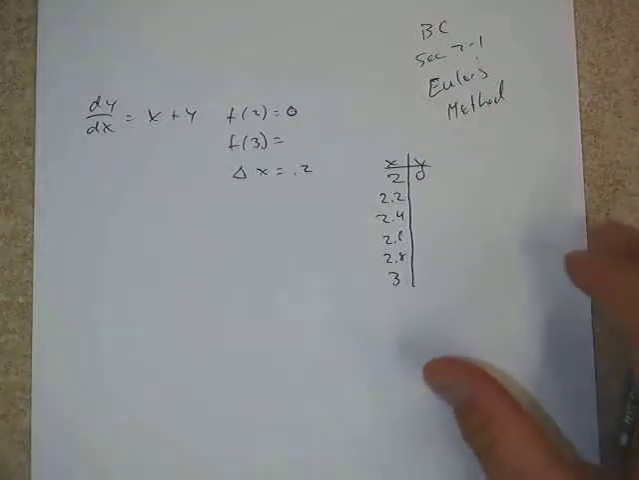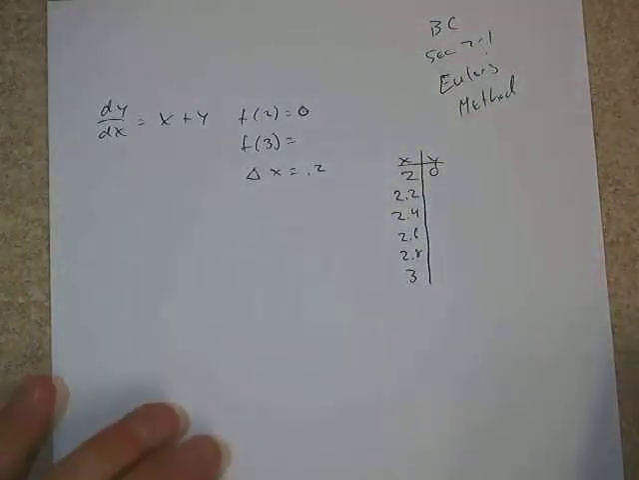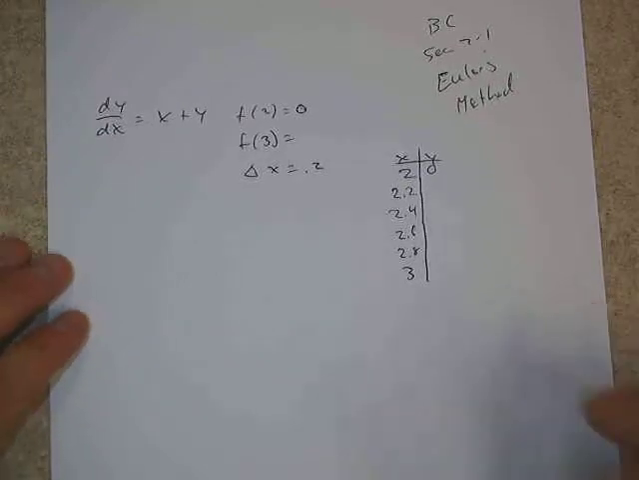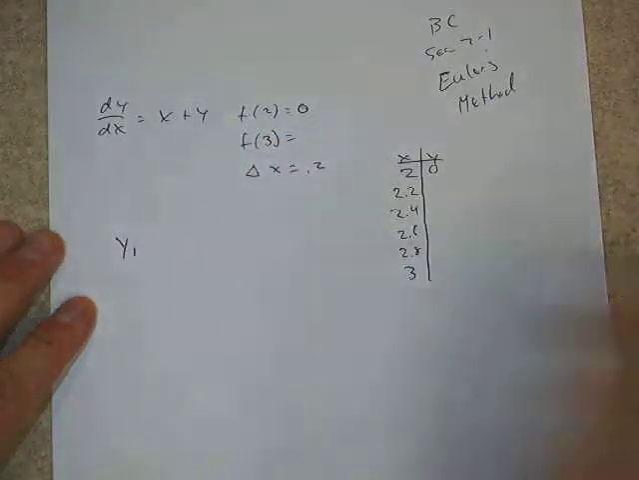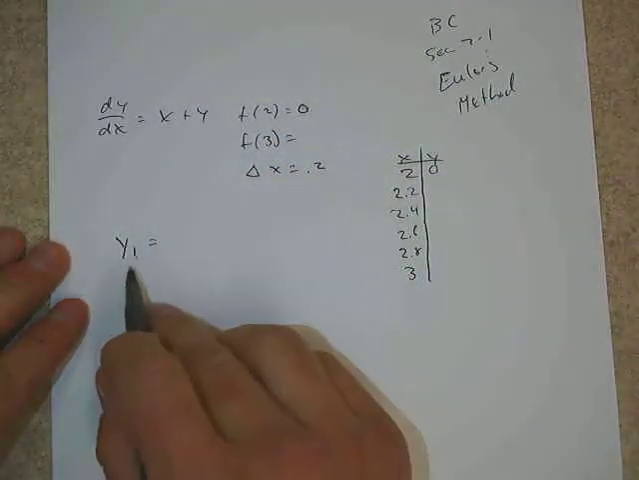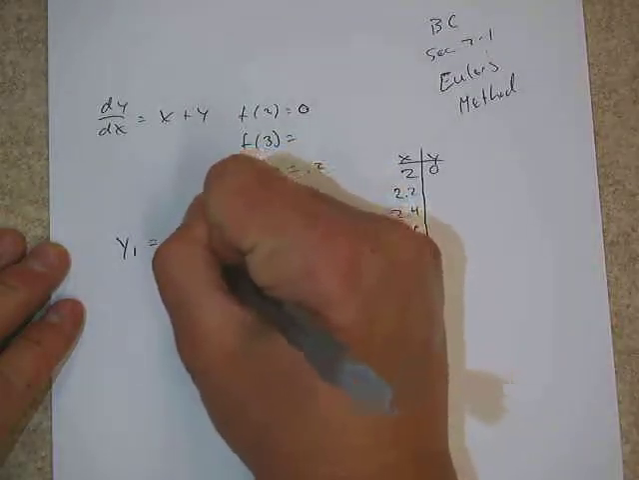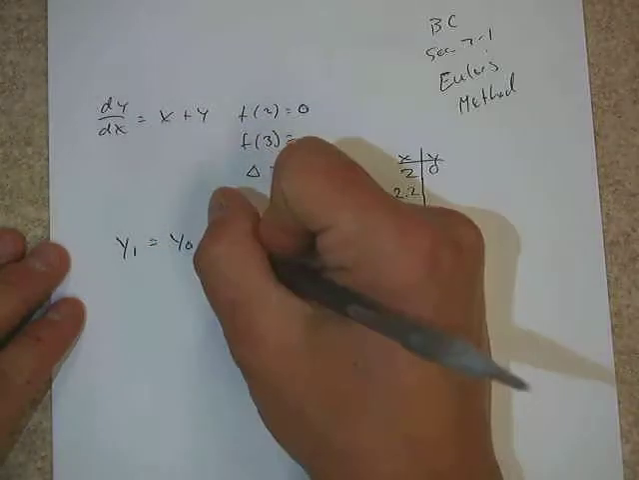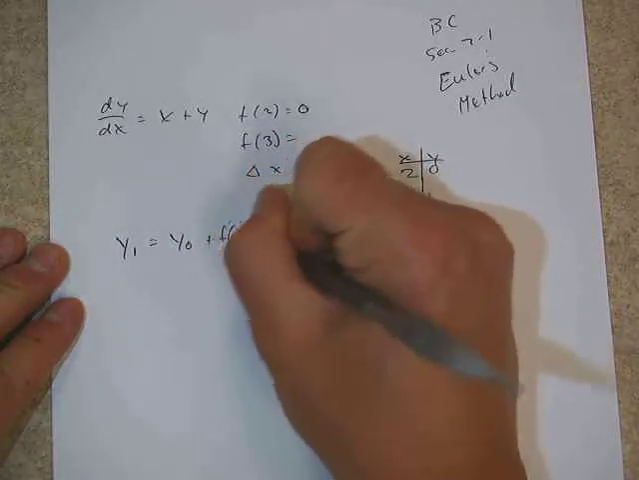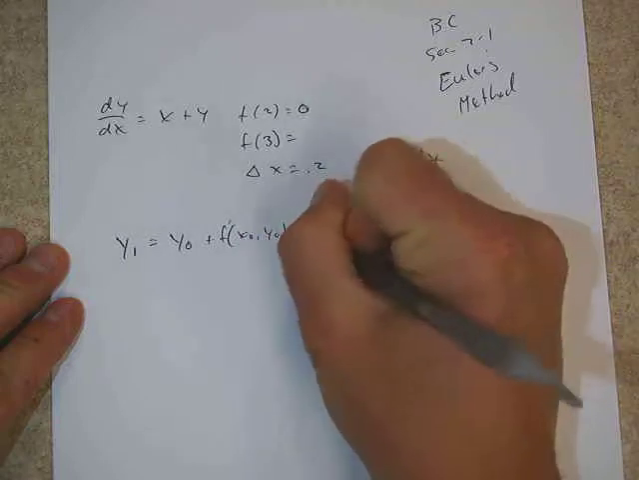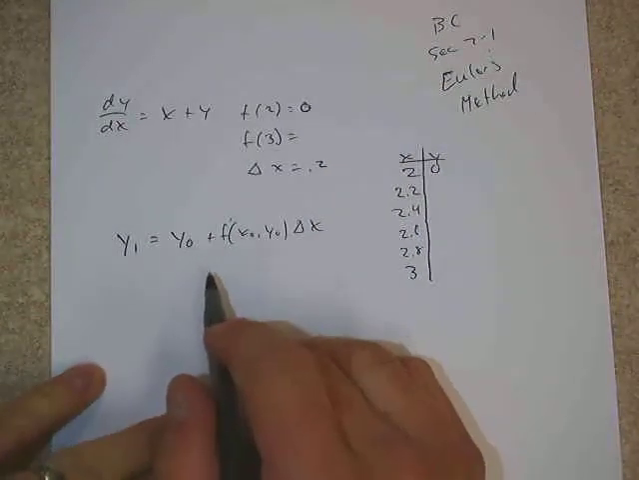But bottom line here is when we use Euler's method, it's going to look exactly as follows. We're going to take our y1, if you will. That's going to represent our next y value. It's going to depend on the original y value, which we know, and then it's going to depend on the derivative. When we write the derivative here, it's going to be the derivative at (x0, y0), times the change in x. So this is the general setup for Euler's method.